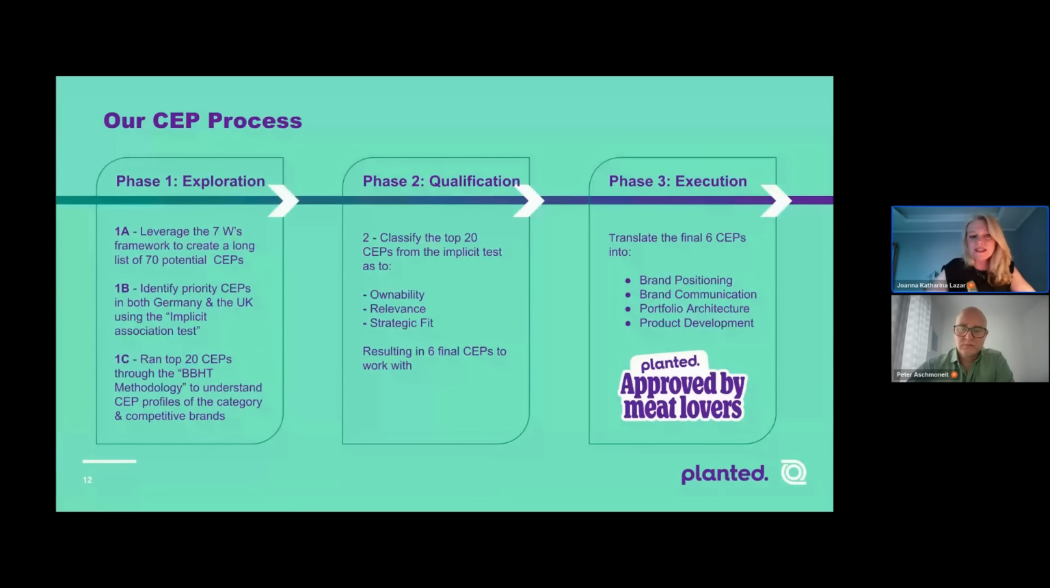We have 3 phases. One is the exploratory phase, which I dissected into 3 steps. The second is the qualification phase, and then the execution phase. In the next 10 minutes, I will guide you through and unfold it one by one so you can follow our strategy into action process. So let's take the first one.